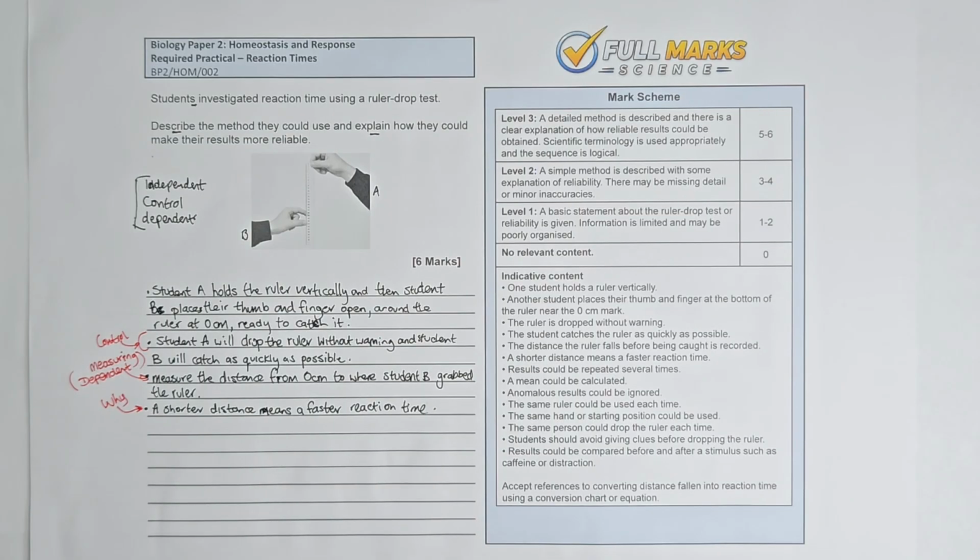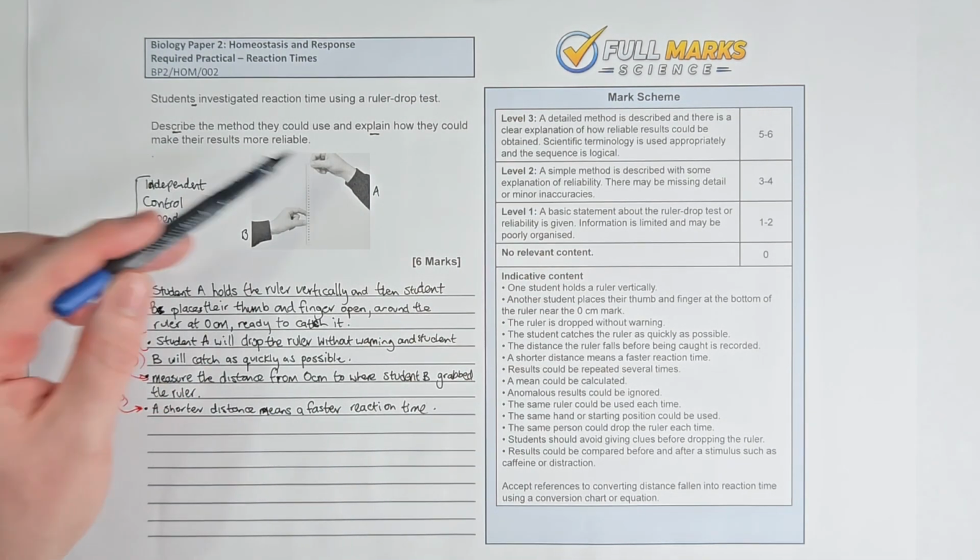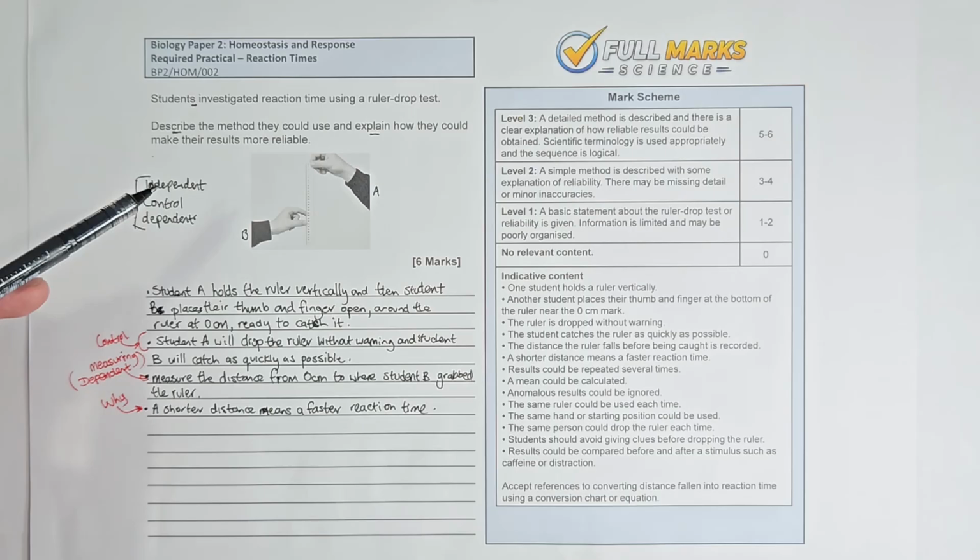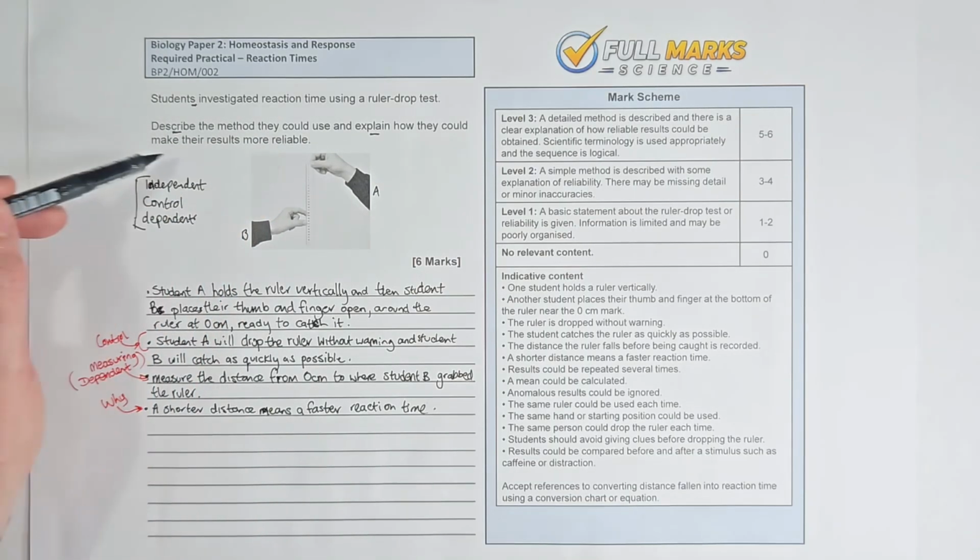So we've got two of our variables there. The only thing that's actually missing from this is your independent variable. So that is something that we could maybe factor into how you could make the results more reliable. You could add in different changes and stuff, because there are different things that we can approach with this.